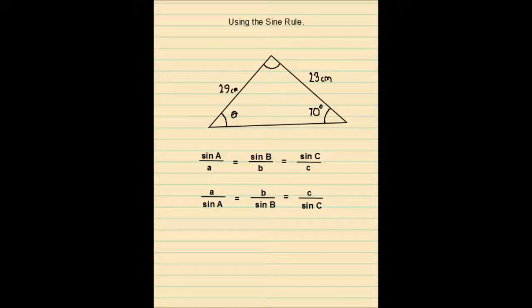Got another example here. Again, this isn't a right angled triangle and can't be made into a right angled triangle, so we're going to have to use the sine or the cosine rule, and I'm looking at the sine rule of course in this video.